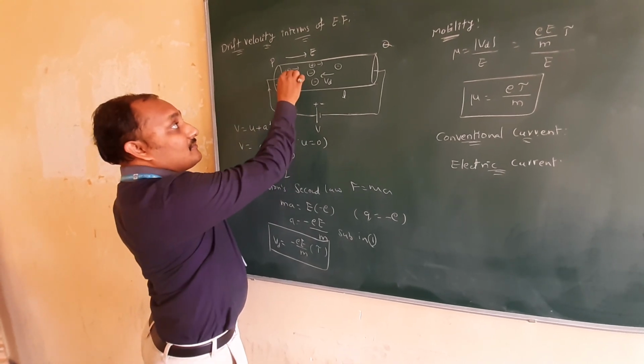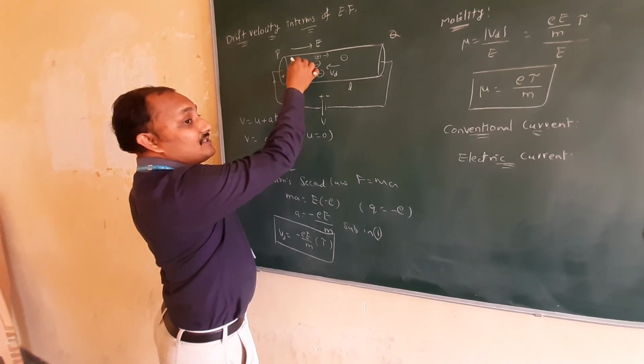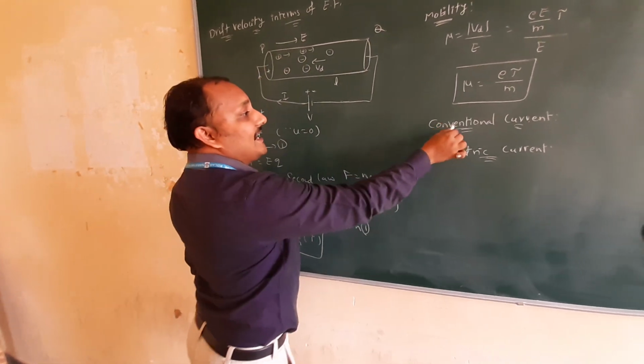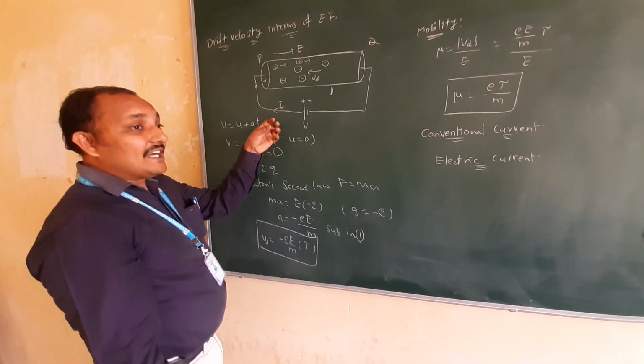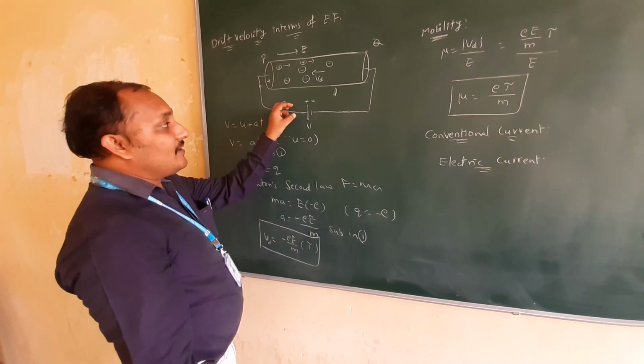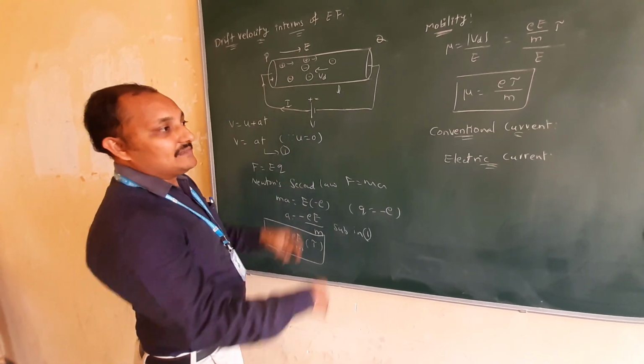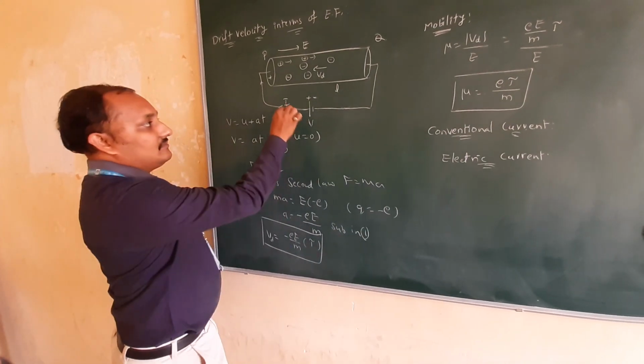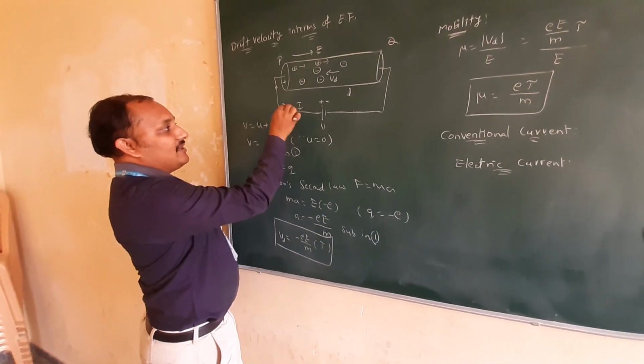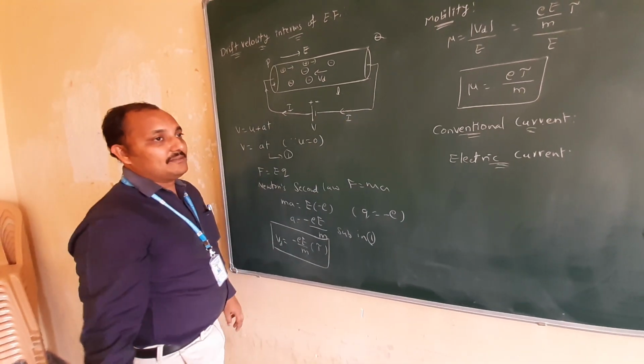Okay, the flow of positive charges in unit time is called conventional current, or for our convenience we will take the direction of current from the positive end to the negative end. That current is nothing but conventional current. Whenever we show a direction like this, the current is nothing but conventional current.